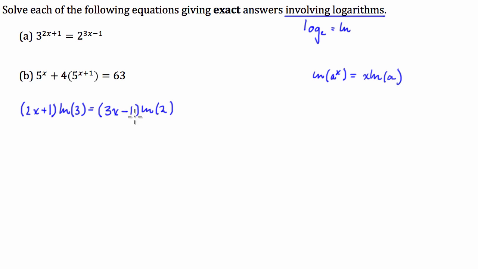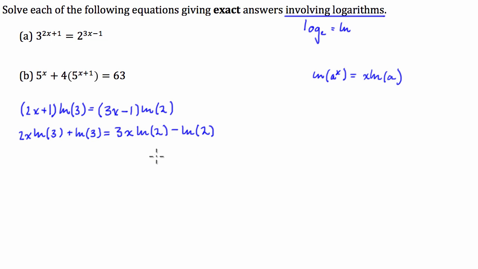Cool. So once we've done that, we can multiply out the brackets and we're left with 2x ln 3 plus 1 times ln 3, so it's going to be ln 3, equals 3x ln 2 minus ln 2.